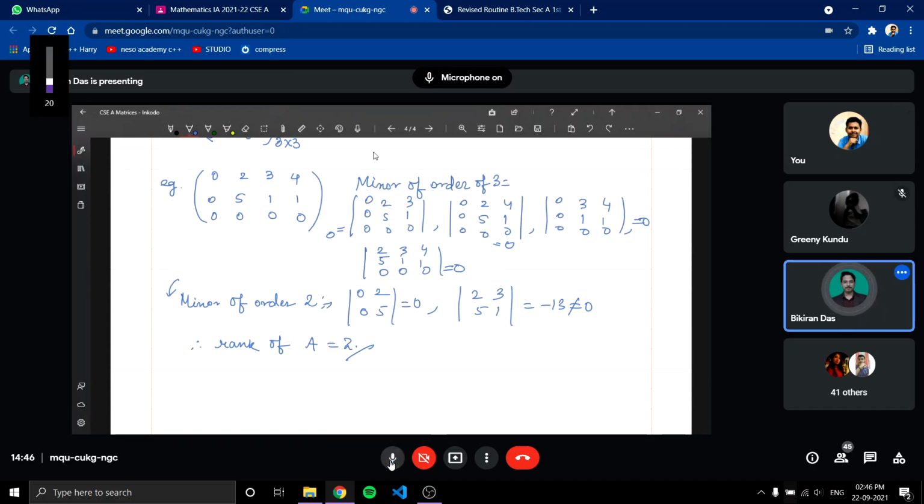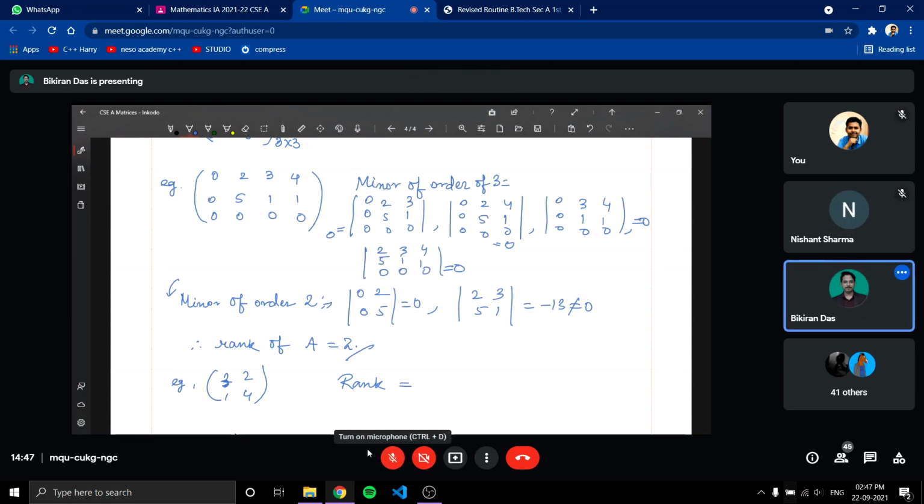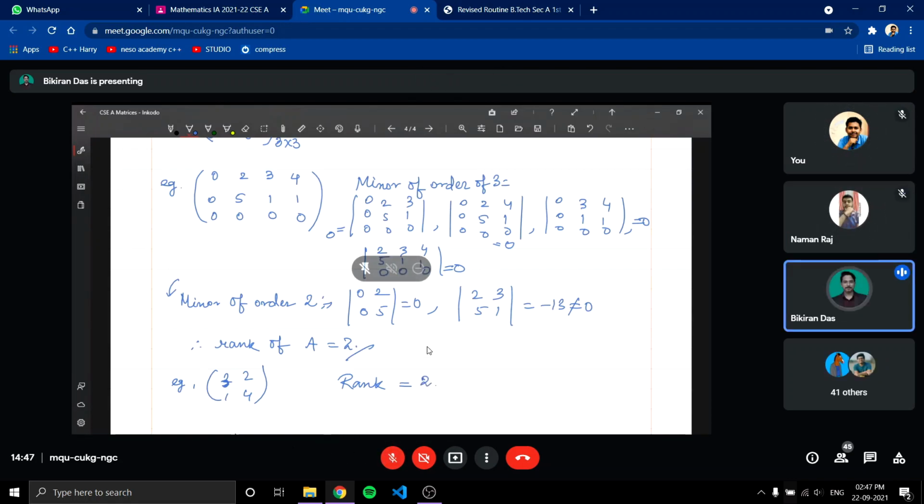But I think you should do one. So do a simple one, tell me. What is the rank of this matrix? 2, I think. Yes, 2. Good. Because the determinant is not equal to 0, it is 2.